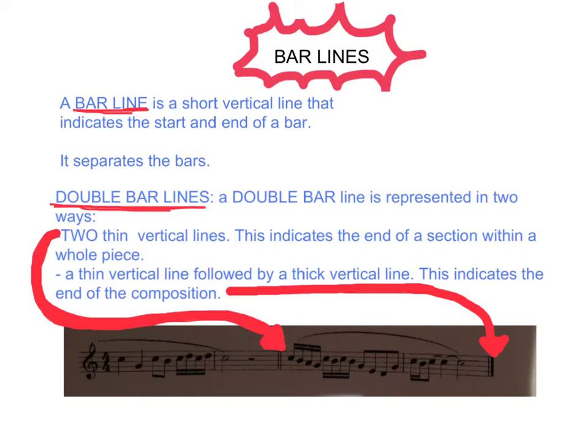Double bar lines can be represented in two ways. Firstly, by the use of two thin vertical lines. This indicates to the reader that it is an end of a section within a whole piece. This is shown by the first arrow on this slide. Secondly, it can be represented by a thin vertical line followed by a thick vertical line. This indicates the end of a composition. This is shown by the second arrow to the right on this slide.